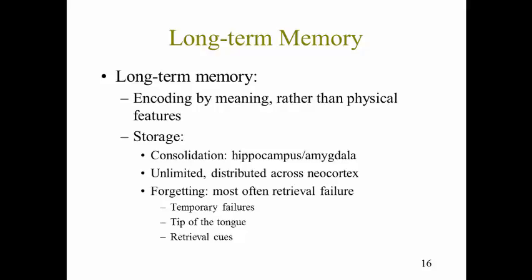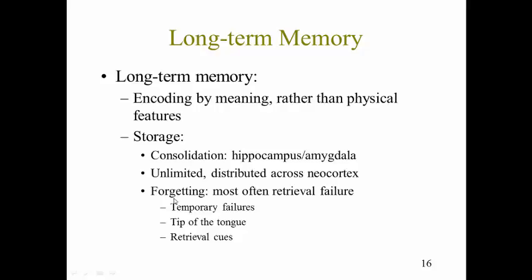So storage in long-term memory relies on a process called consolidation, and consolidation is the fixing of information in long-term memory. And the idea is that key structures that are important for that are the hippocampus and the amygdala. And there's no evidence that there is a limit to the capacity of our long-term memory system. So the information ends up being distributed across the neocortex, and there's evidence that, for example, visual long-term memories are more likely to be stored close to visual processing areas, and long-term memories that have more of an auditory signature are likely to be stored close to auditory cortex.